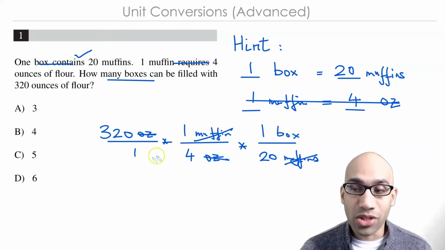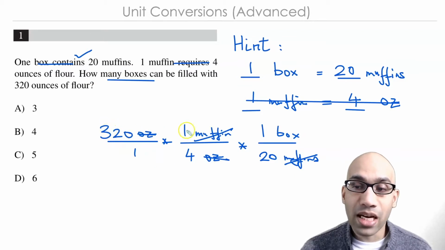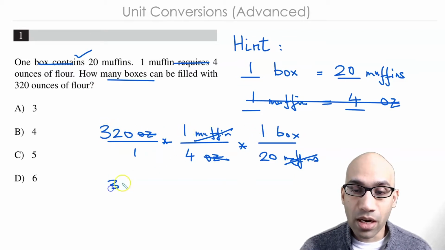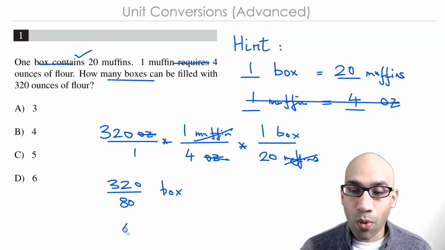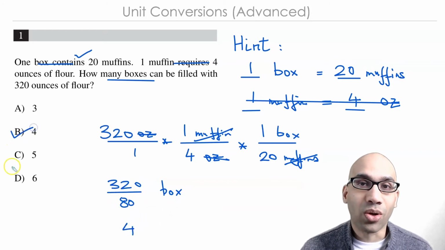Now all you got to do is just multiply these numbers. You got 320 times 1, which is 320. Then in the denominator, you got 1 times 4 times 20, which is 80. And you can just copy down the unit, which is boxes. 320 divided by 80 is equal to 4. And thus, B is your correct answer.